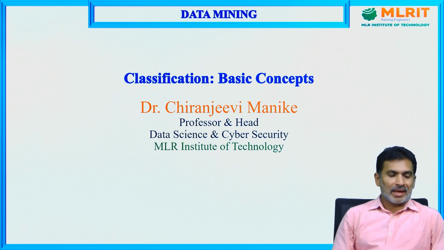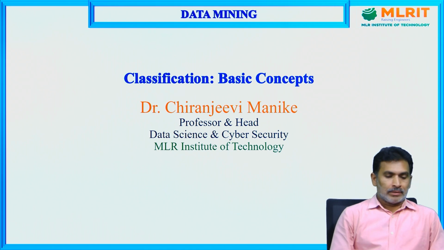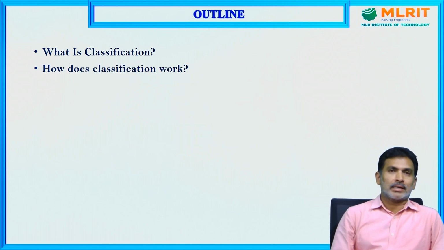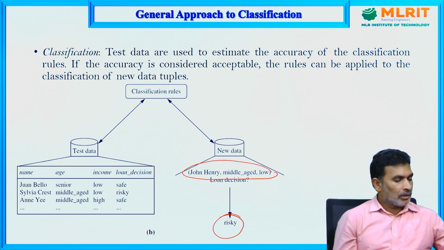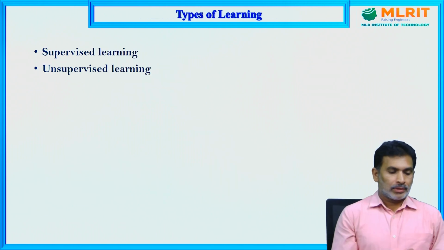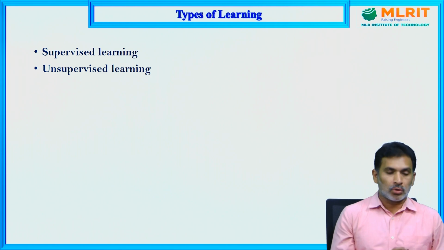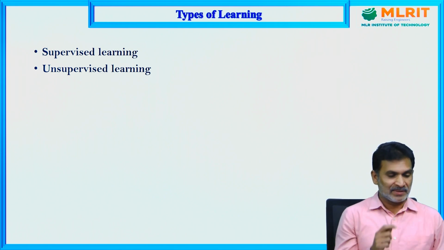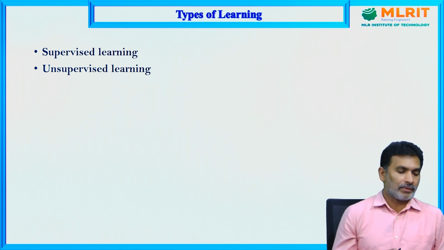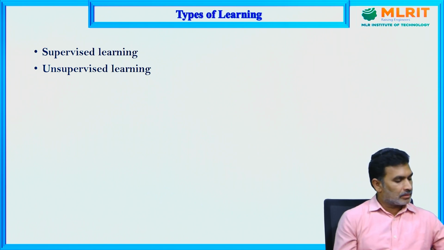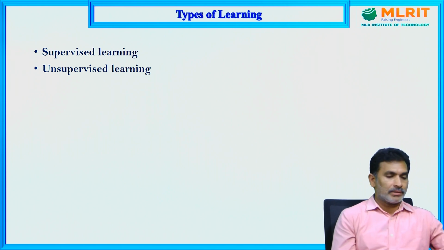So in the 3rd unit, we have the classification concepts. In this lecture, we are going to discuss what is classification and how the classification works. So let us see in detail, classification models. Based on the data that we are supplying to teach the models, learning is mainly divided into 3 major categories: supervised learning, unsupervised learning, reinforcement learning, etc. In this, we are going to concentrate more on supervised and unsupervised learning.